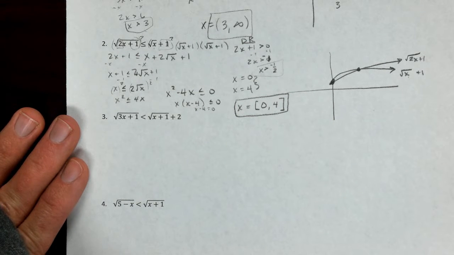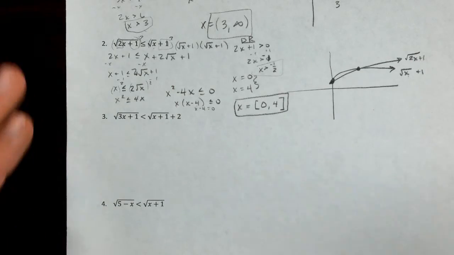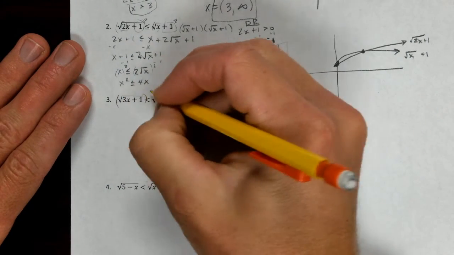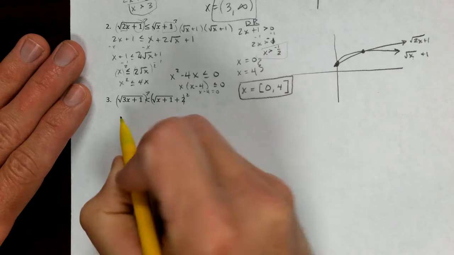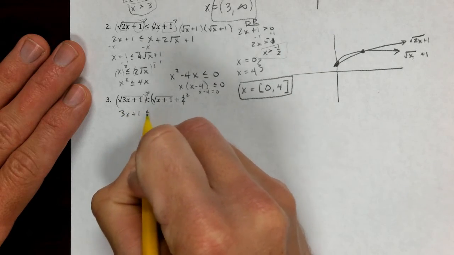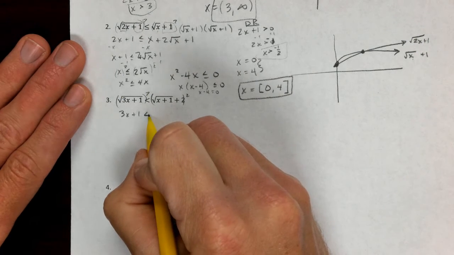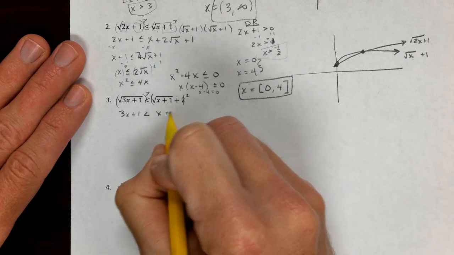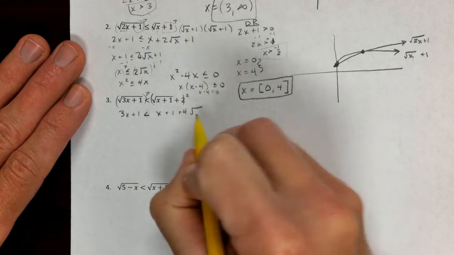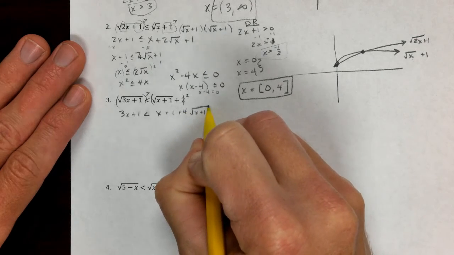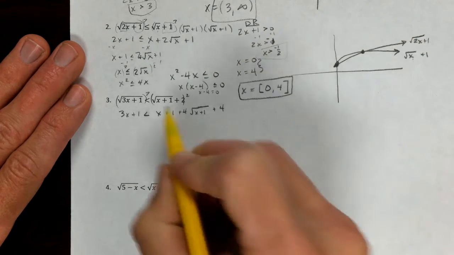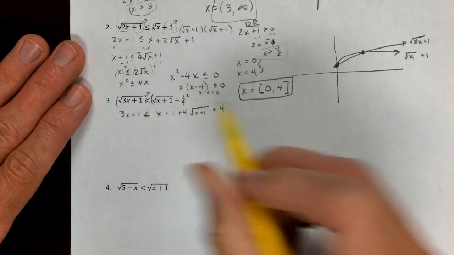All right, moving on to number 3. Number 3 is the same type, right? Again, we're going to square both sides. Less than. Okay, and we get x plus 1 plus 4 square roots of x plus 1 plus 4. All right, so again, that's 2 of those, so I just FOILed that out and got that right there.